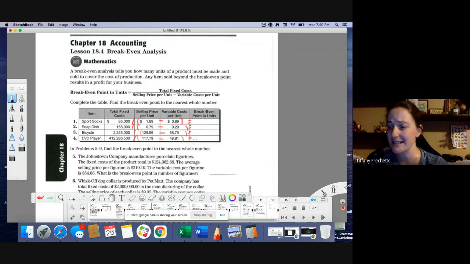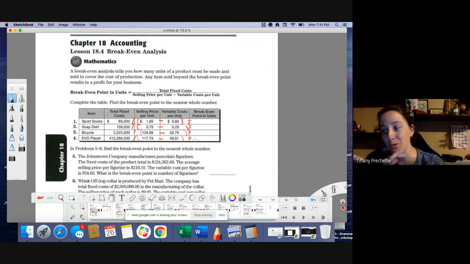All right, so you're going to do the exact same thing for numbers 5 through 9. You're going to read through each word problem. It's just giving you a little scenario with a company. You're going to look for your total fixed cost, which they give you in each problem. You're going to look for your selling price, and you're going to look for your variable cost per item. They give you that in each and every one of these examples. They're not being tricky about it. It's definitely there for each one of them. You just need to read through and underline. So you have to find all three pieces for each one of the problems 5 through 9.